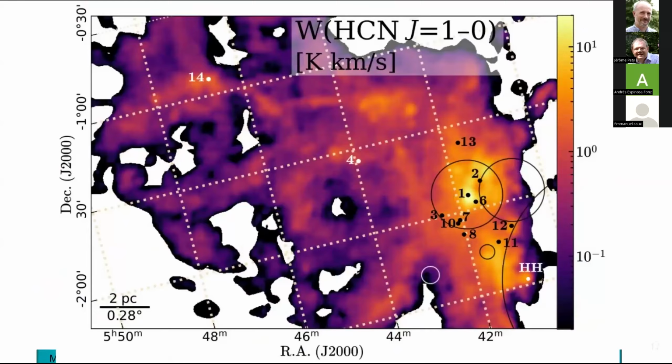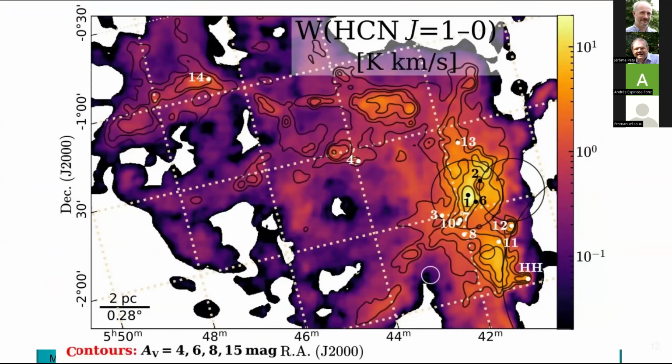So let's see them in a bigger way. This is the HCN map in Orion-B at 120 arcsecond beam. And if we compare with the AV map, this contour, the one more outside, is 4 magnitudes. So we see that most of the area covered by the HCN emission is associated with extinctions lower than 4 magnitudes. So of course, lower than 8 magnitudes, that is the dense gas limit.